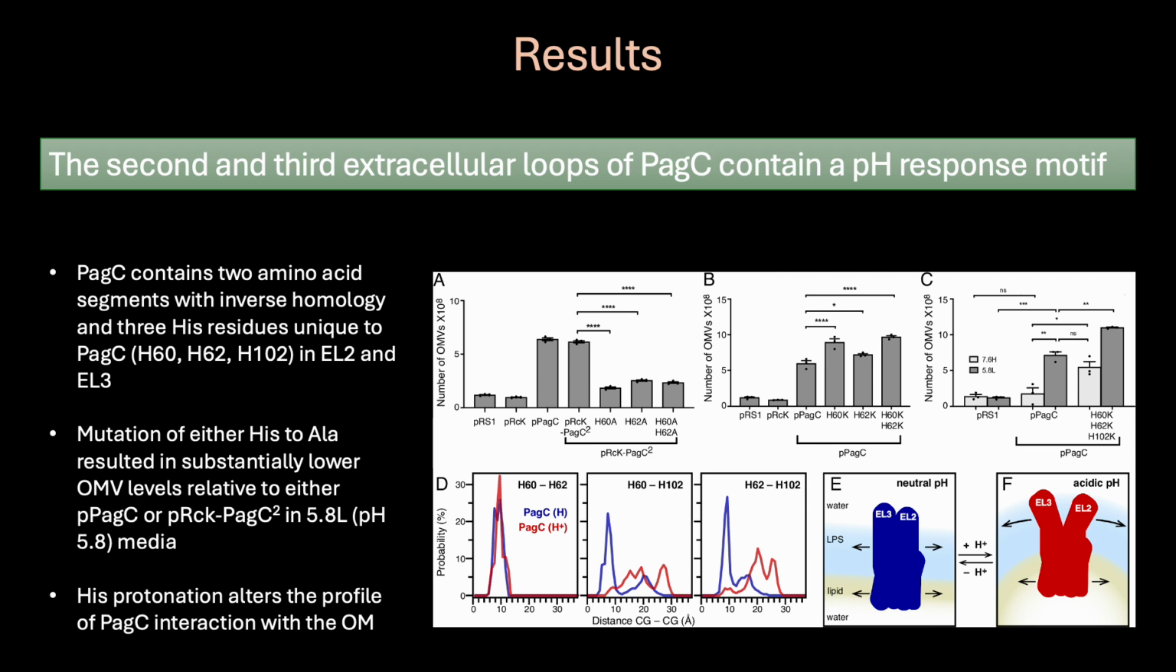So the first 3 are the ones we saw earlier. Again, PRS1 is the empty plasmid, then we have the plasmid containing the RCK, and then the plasmid with the wild-type PAC-C. And then RCK PAC-C2 chimera, in which the EL2 sequence of PAC-C has replaced the EL2 sequence of RCK. And so compared to the ones with the mutated histidine, the histidine mutants resulted in much lower levels of OMVs.